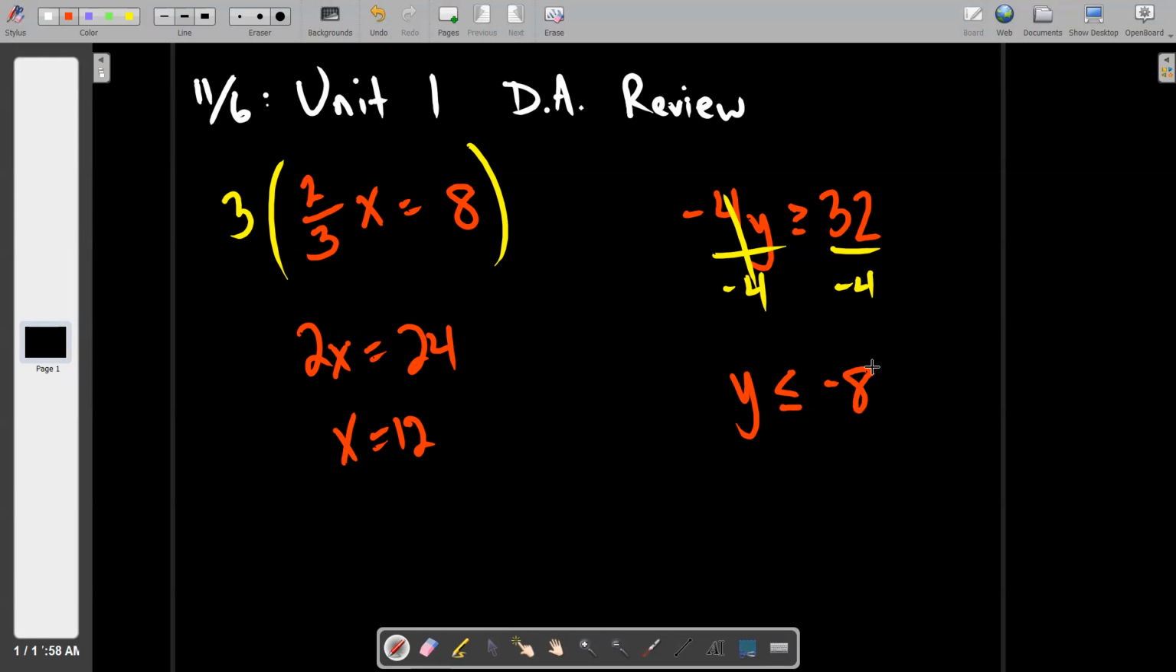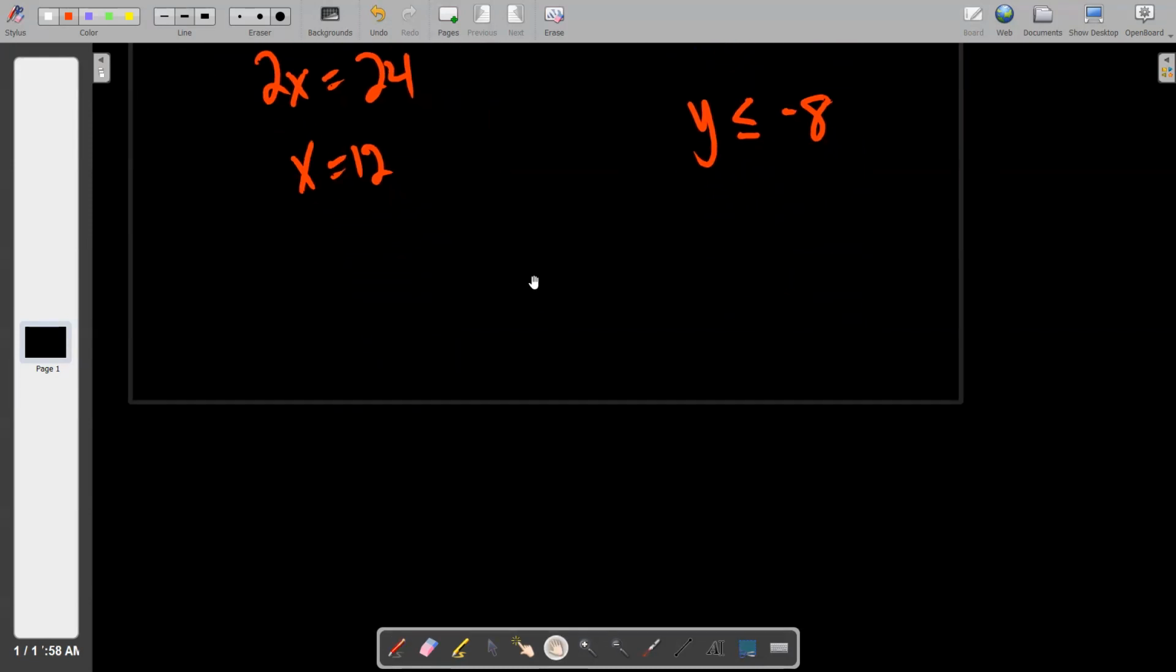Now, this one is a little bit different. It's going to say, which of the following is not a solution? NOT is in capital letters just to help you remember. So you're going to look for a number that is not a solution. So let's say we had solutions like -10, -7, -12, and -50. Which of those would you say does not fit?